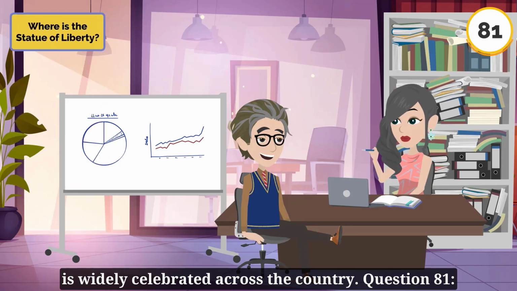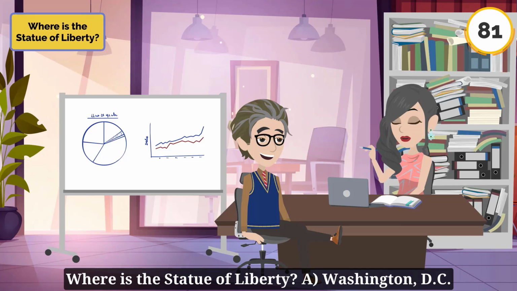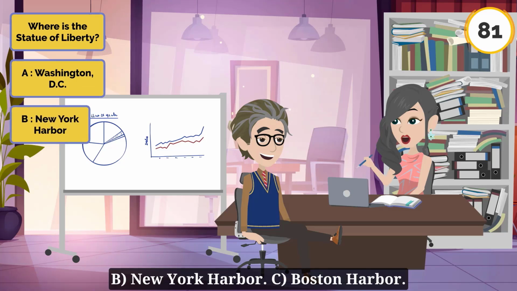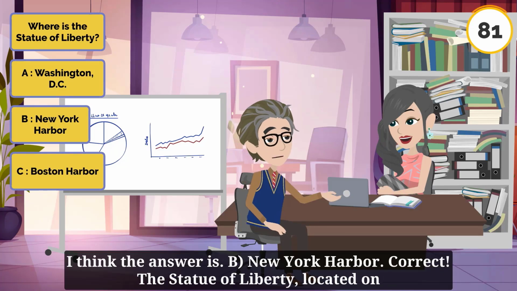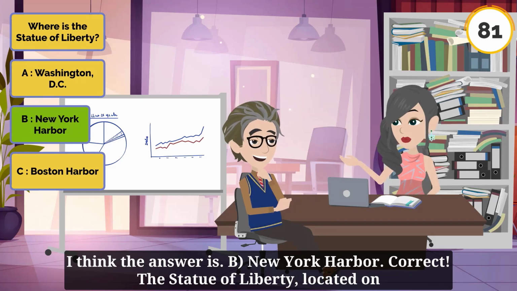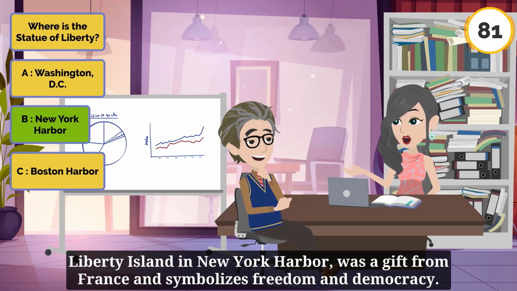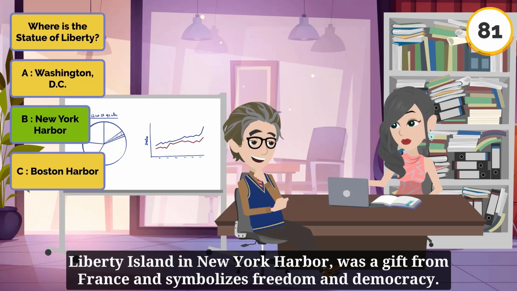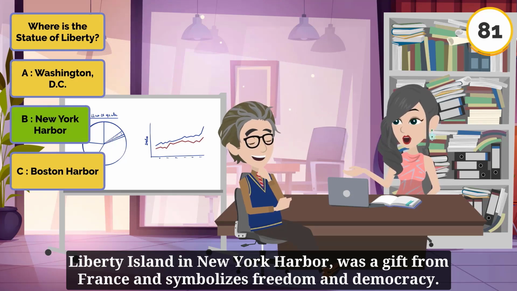Question 81. Where is the Statue of Liberty? A. Washington, D.C. B. New York Harbor. C. Boston Harbor. I think the answer is B. New York Harbor. Correct. The Statue of Liberty, located on Liberty Island in New York Harbor, was a gift from France and symbolizes freedom and democracy.